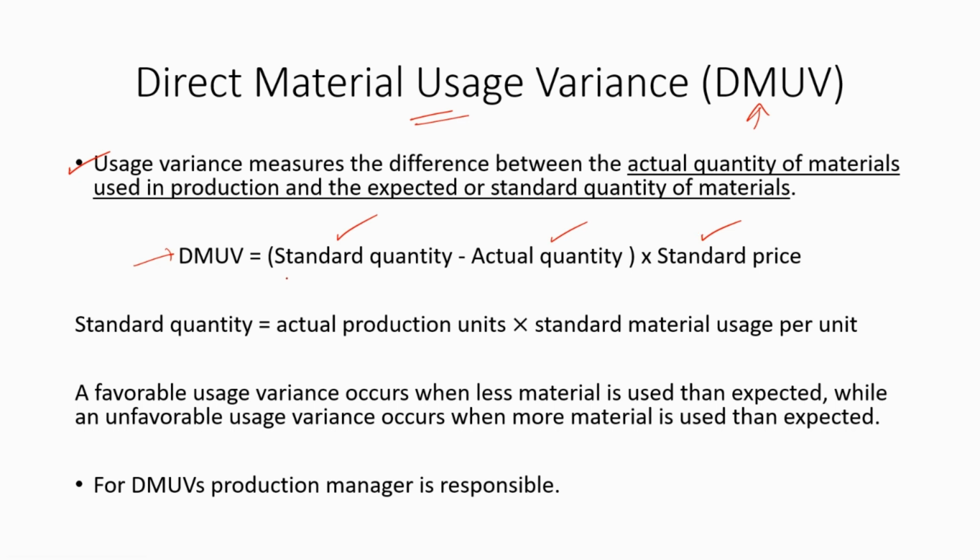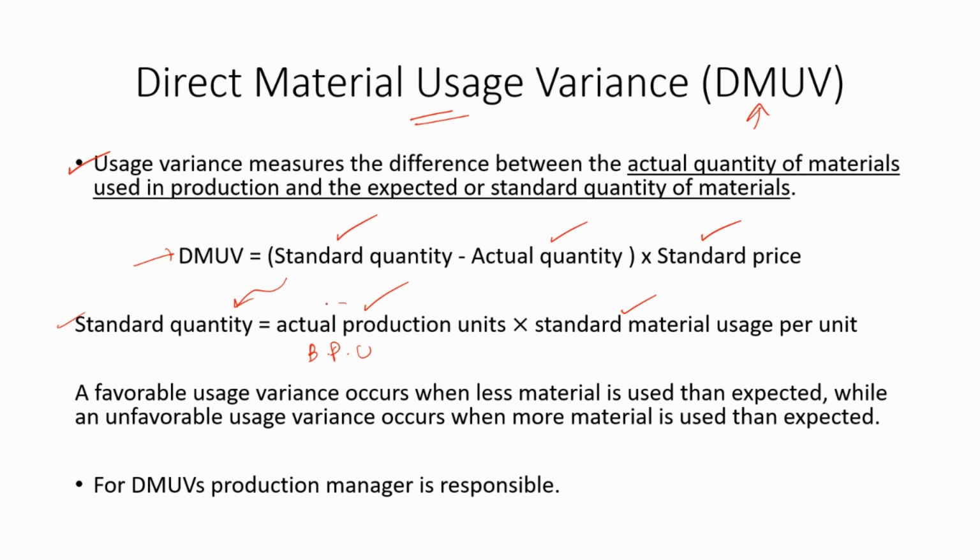Just like before, there is a standard quantity. We need to use this equation to calculate the standard quantity, which is equal to actual production units multiplied by the standard material usage per unit. Like I said earlier, we do not use the budgeted production units for the calculations.